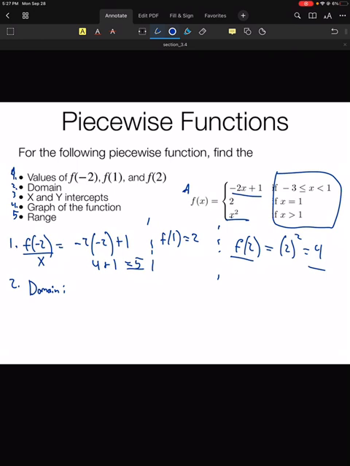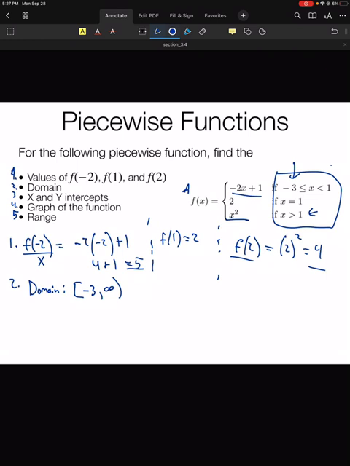So the domain of the function is from negative 3, so that's the lowest that it can go, so there's nothing defined for anything less than negative 3. But how far up can we go? Well, this final piece says just greater than 1, so it keeps on going until it ends at infinity. So the domain is from negative 3 to infinity.